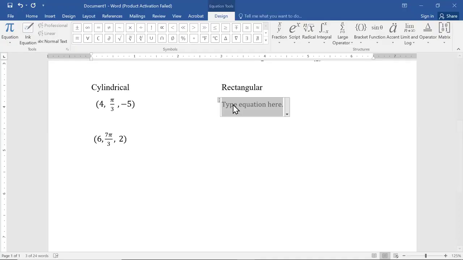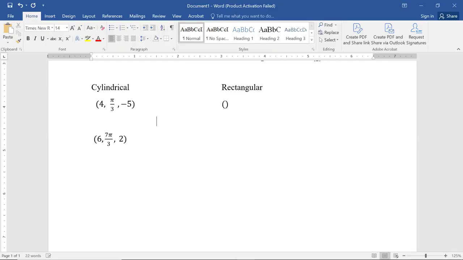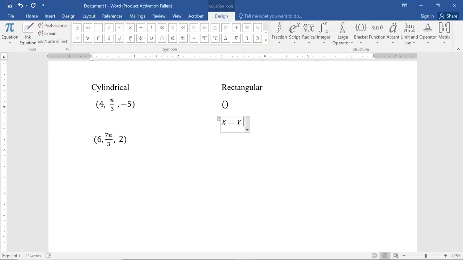All right, so in rectangular form, first of all, we should know that x is equal to r times cosine of theta, and y is equal to r times sine of theta.